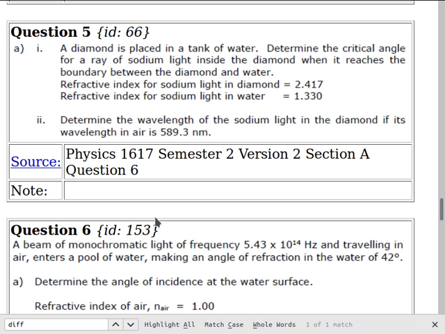Guys, in number 2, if you're confused, it's air to diamond. It's quite difficult to put a sodium lamp inside a diamond. Expensive. Nanotechnology might be required, or a really big diamond.